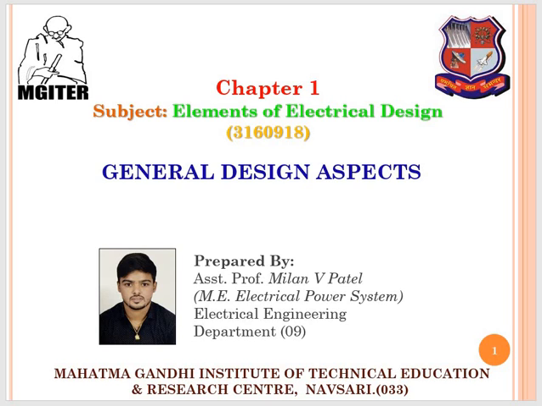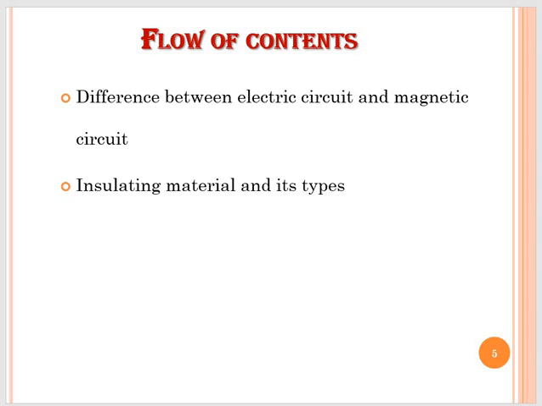Today we will discuss chapter number 1 from the subject Elements of Electrical Design 3160918, and the chapter name is General Design Aspects. So today's flow of contents are the difference between electrical and magnetic circuit, and insulating materials and its types. Both are important topics regarding the GTU examination.